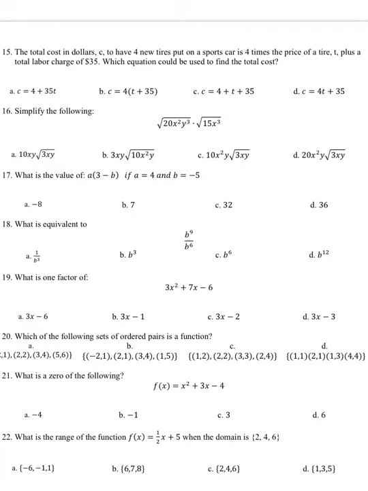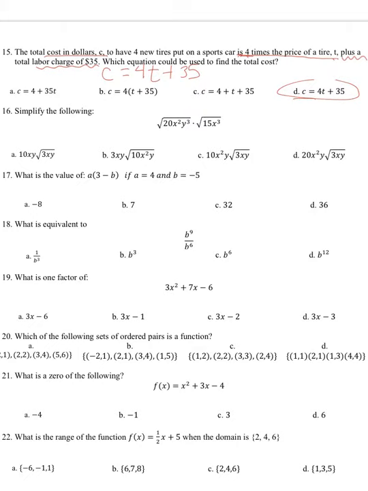So here in number 15, we are looking to write an equation that would help us find the total cost. Looking at the important information, the total cost in dollars, that's my variable C, is 4 times the price of a tire, T. So let's start with that part. Cost C equals 4 times the price of a tire, 4 times that tire, plus a labor charge of $35, plus 35. Then look for which one of those answer choices matches it the best, and in this case, that's going to be the letter D.